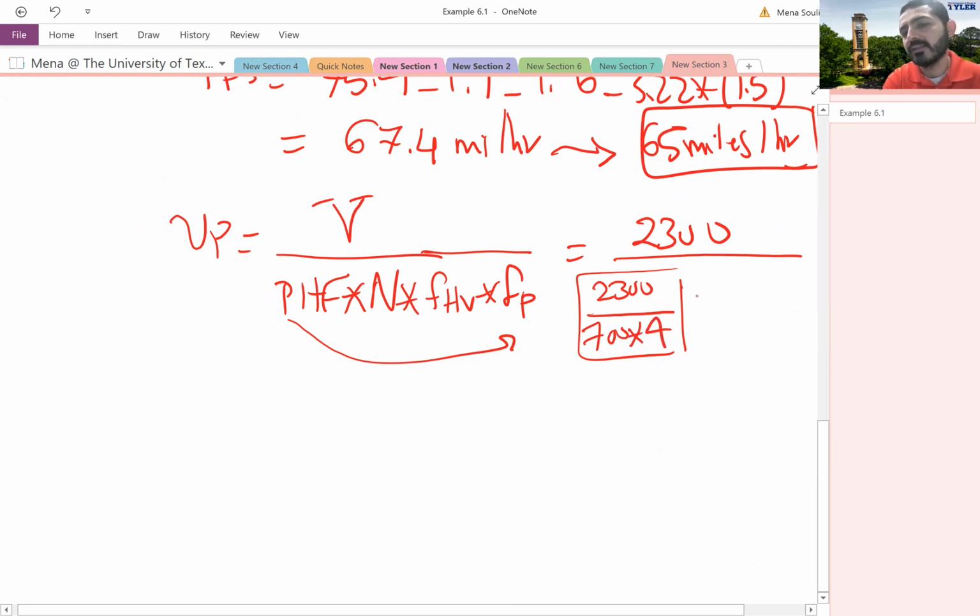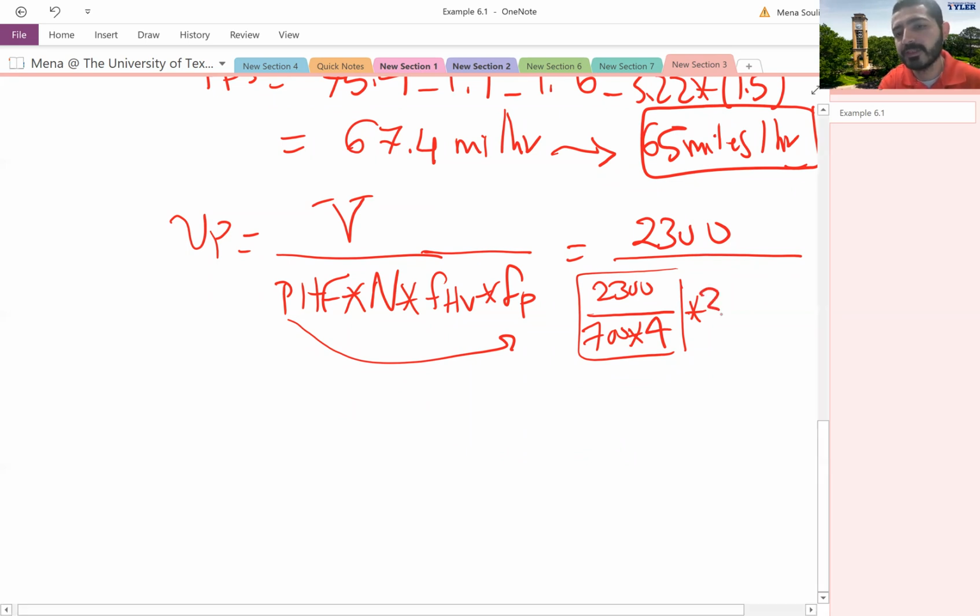Times N, this is the number of lanes per direction. That's a common mistake here. You need to include the number of lanes per direction, not the total number of lanes. Remember, for level of service for freeways and multi-lane highways, we obtain the level of service per direction. Sometimes we have a level of service in the eastbound, A, and level of service in the westbound, C. It's different than when we're doing the two-lane highways, where the two lanes are just one lane per direction and they're highly correlated. But for freeways and multi-lane highways, we do it per direction.